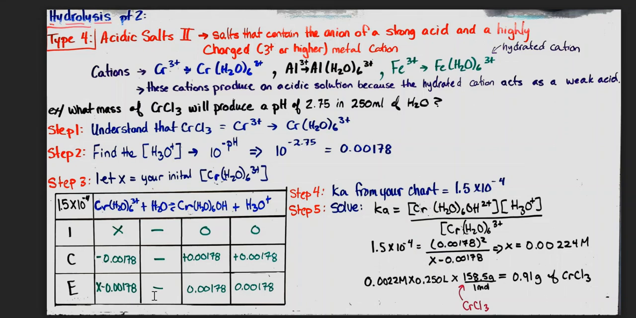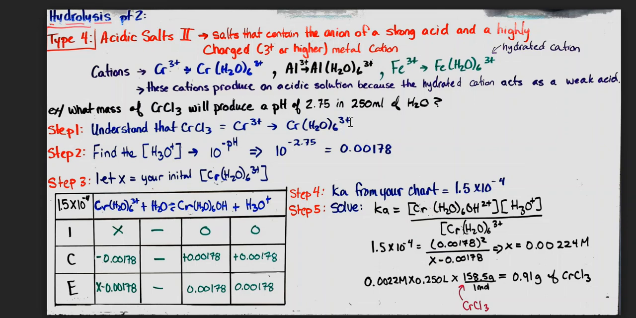Okay, so what mass of chromium(III) chloride will produce a pH of 2.75 in 250 mL of water? First off, you need to understand that the chloride will not hydrolyze, because it came from HCl, right? The chromium is going to make this compound here. So this piece here you have to know. Anytime you see Cr3+, Al3+, or Fe3+, it's going to be mixed with this [M(H2O)6]3+ with a 3+ charge.